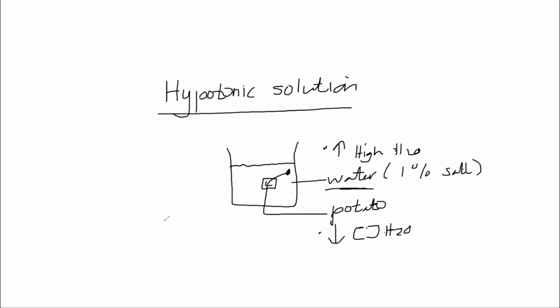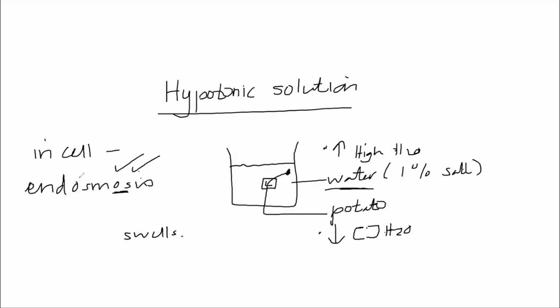And when water moves into any cell, what's going to happen to the cell? The cell is going to swell. Now that is osmosis, but because water is moving into the cell, we call that endoosmosis. This is the same principle when the plant is absorbing water, when the roots are absorbing water. When water enters the root hair cell, it is endoosmosis. So if you write osmosis, you get 1 mark. If you write endoosmosis, you get 2 marks.